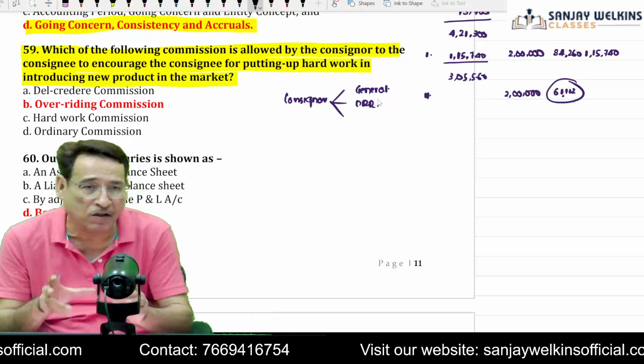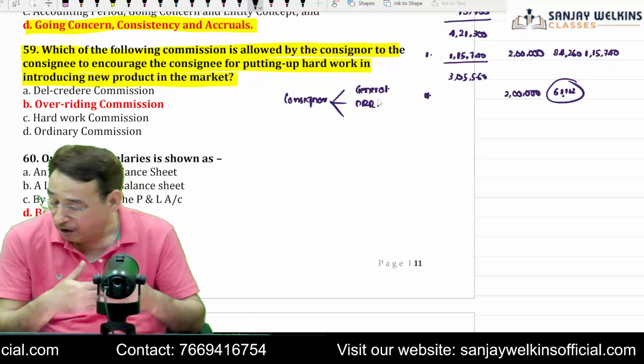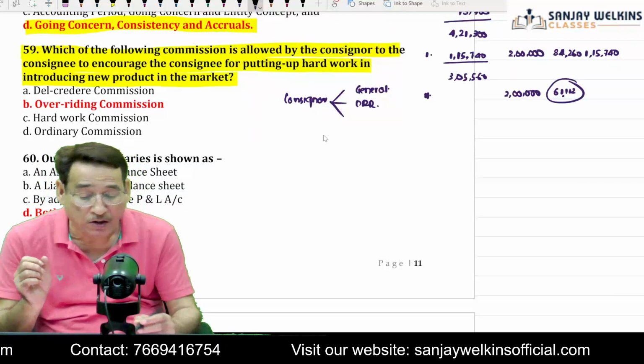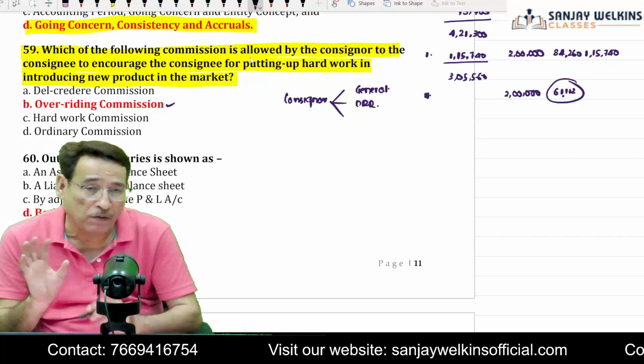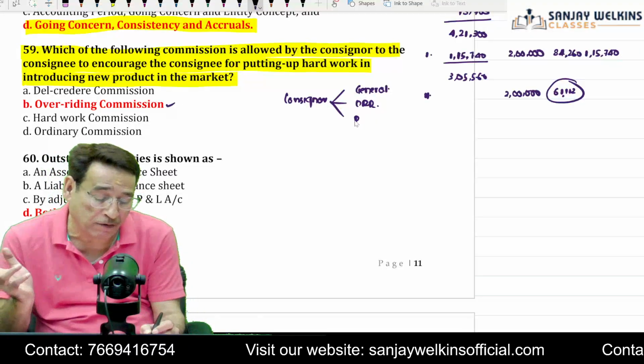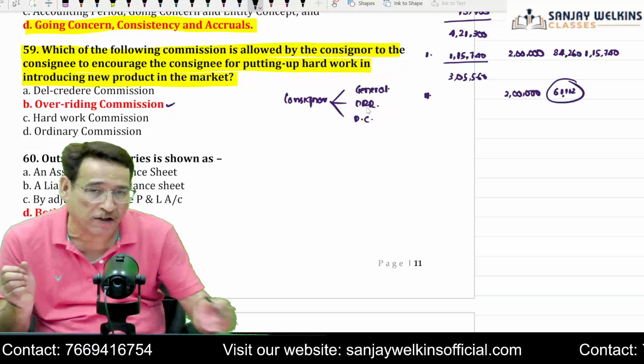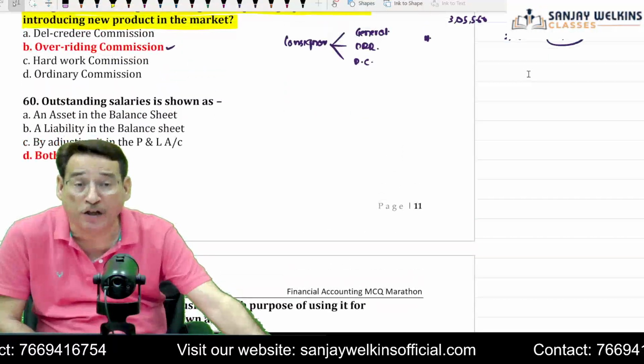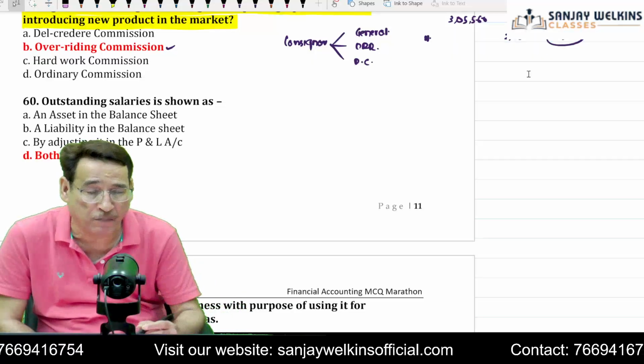Sometimes we give him overriding commission. Overriding commission is given so that he puts up lots of effort, hard work, etc. Is it clear to you? So overriding commission will be your correct answer. Besides that, we give him del credere commission. As you know, del credere commission is given to safeguard himself from any bad debts which may arise on account of credit sales incurred by the consignee.